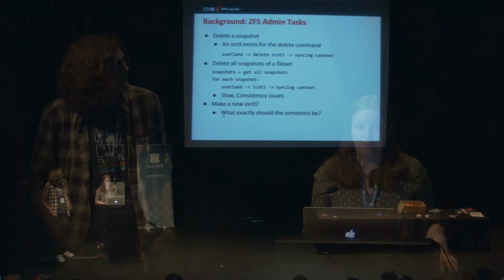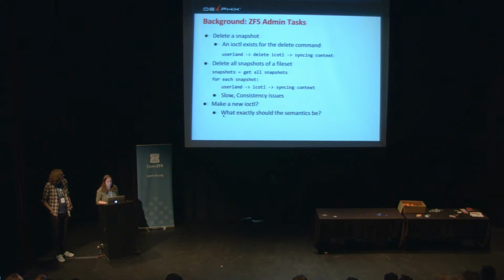So basically the question is, how do we solve this problem? One possible solution, which is kind of the path that a lot of these things were going down, was, okay, well, we'll just make a new ioctl. The ioctl will be delete all the snapshots, and it will just go in syncing context, and it'll do it all, and it'll be consistent, and it'll be great.